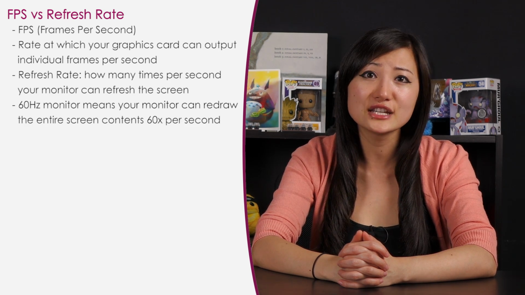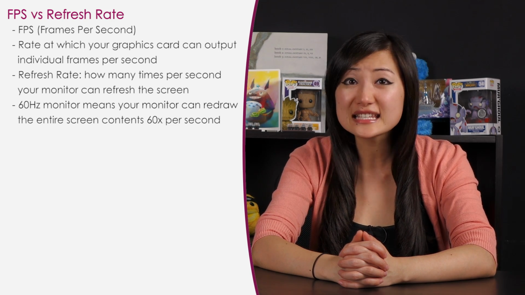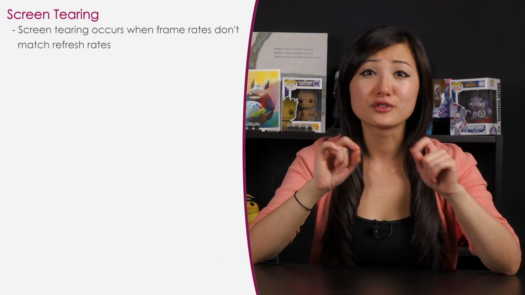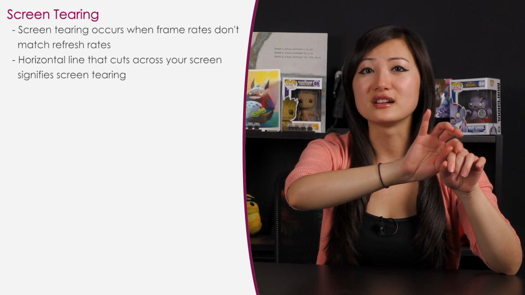So let's say you have a 60 Hz monitor, and that means it can redraw the entire screen 60 consecutive times in a single second. If at any time your frame rates do not match your refresh rates, you will experience something ugly called screen tearing, and it is a horizontal line across the screen. Think about it this way: it's as if you took a photograph, ripped it in half, and then tried to align it, but it was just off.